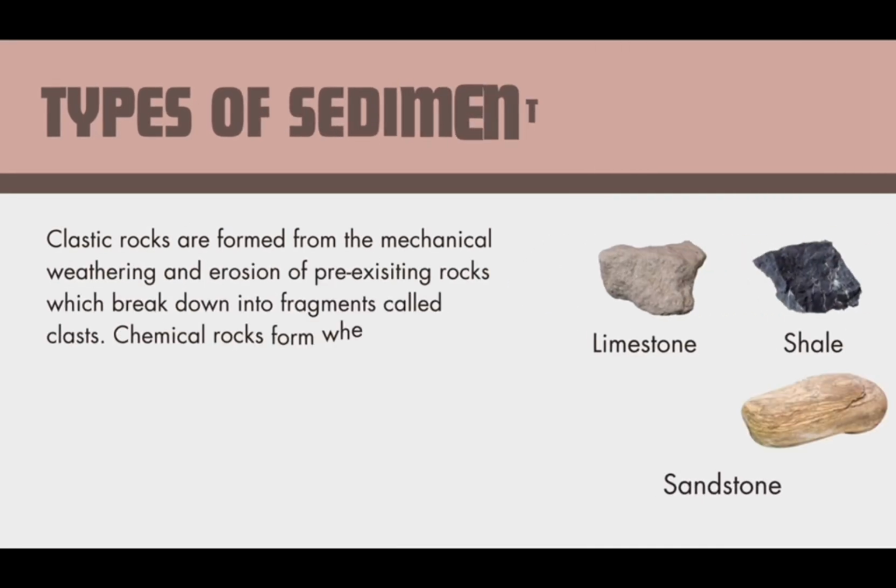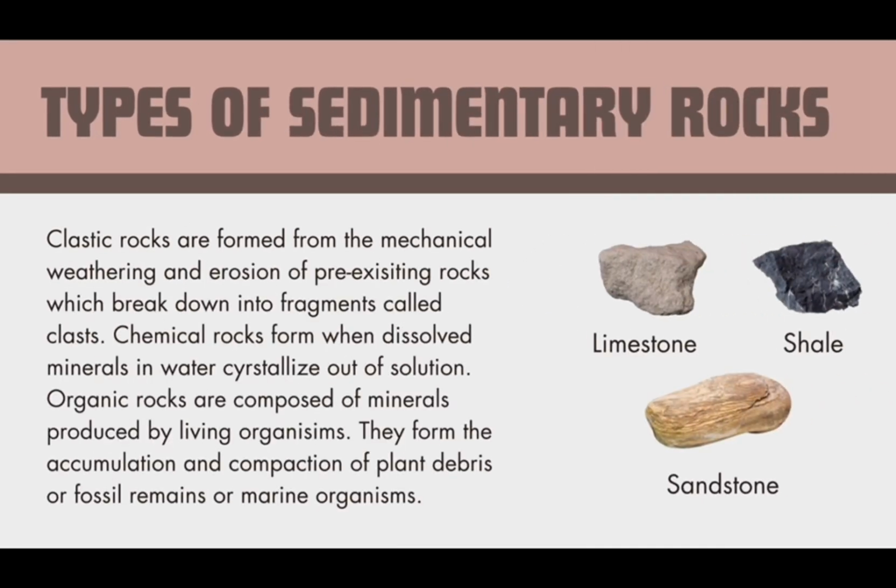Types of sedimentary rocks. Clastic rocks are formed from the mechanical weathering and erosion of pre-existing rocks, which break down into fragments called clasts. Chemical rocks form when dissolved minerals in water crystallize out of solution. Organic rocks are composed of minerals produced by living organisms. They form from the accumulation and compaction of plant debris or fossil remains of marine organisms.